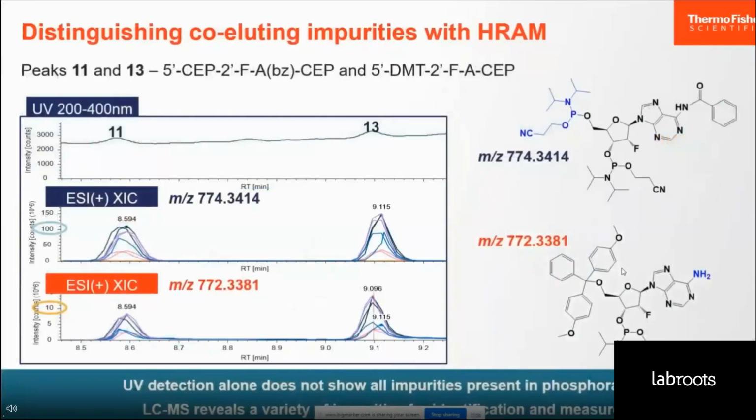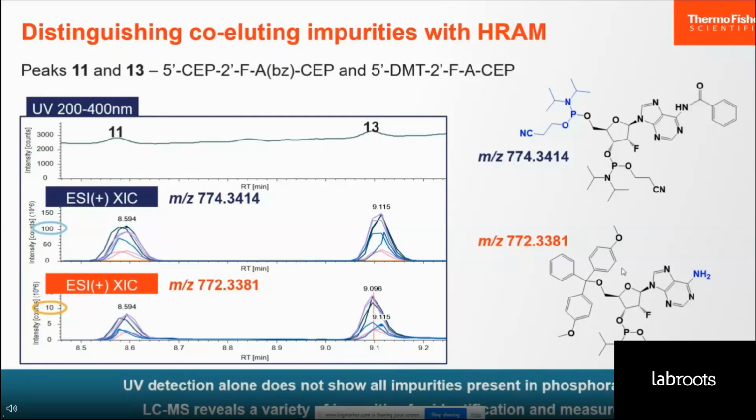We move to peaks 11 and 13 we saw before. These peaks are very small and close to the limit of quantitation. But we are still able to determine that each peak is actually a coelution of 2 other impurities, distinguishable by mass spec. So we found 2 different masses present, 774 and 772.